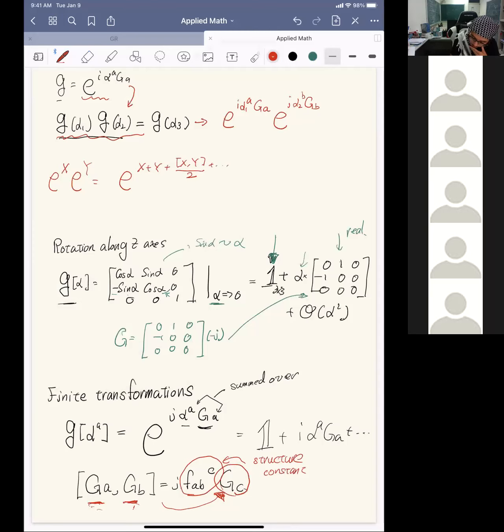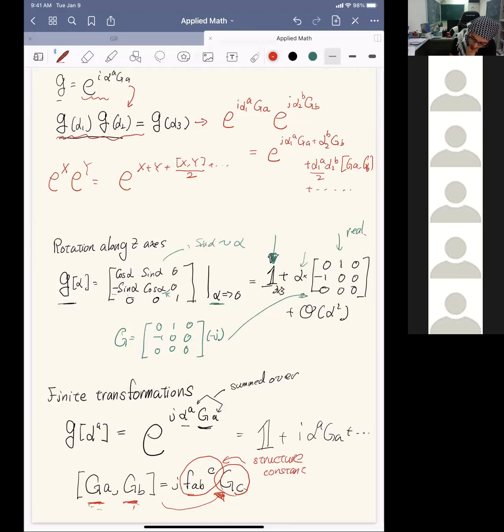So that means that here, this is going to give you exponential of i alpha_1^A G_A plus alpha^B G_B. That's very nice. But then you're going to have terms, sorry, this is alpha_2. Then you're going to have a term that looks like alpha_1^A alpha_2^B and then the commutator of G_A, G_B with a half. And of course, you're going to have higher order terms.